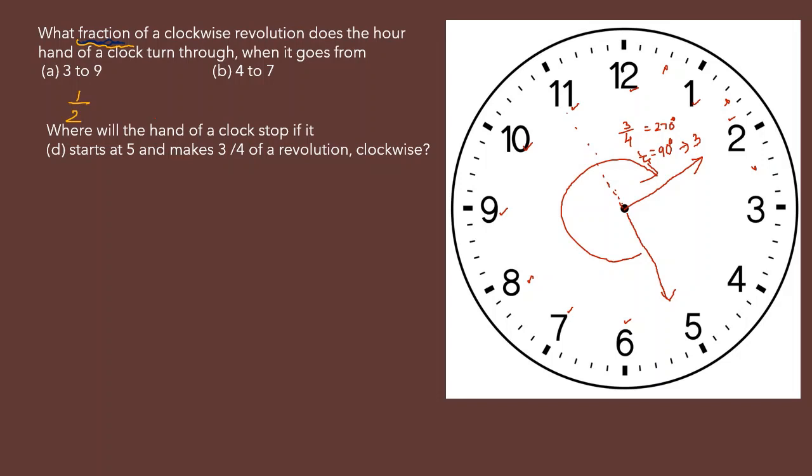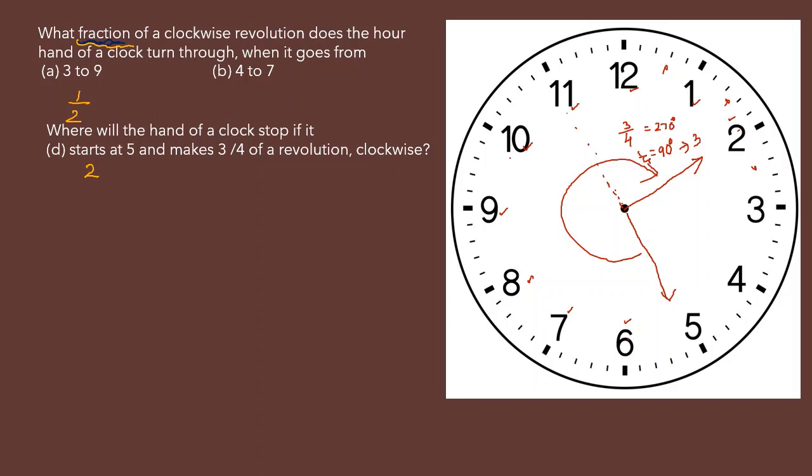That is the 90 degree angle. So 90 degree means we need 1, 2, 3. So for 3/4, 3 into 3, that is 9. So I'm starting from 5 and I'm counting 1, 2, 3, 4, 5, 6, 7, 8, 9 and I'm reaching 2. So if I take 3/4 of a rotation, then I'll be reaching 2. The hour hand will reach 2 in the clockwise direction.